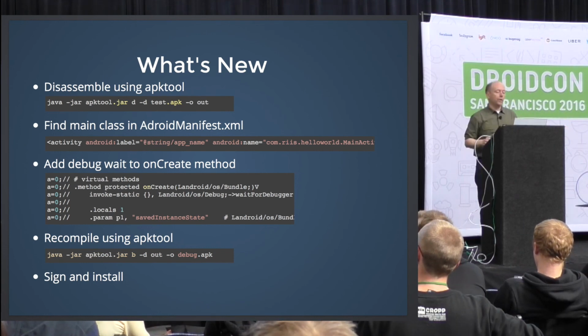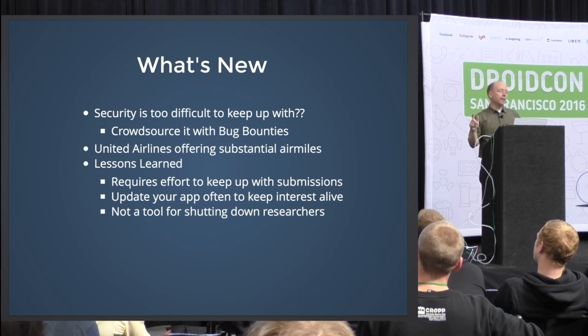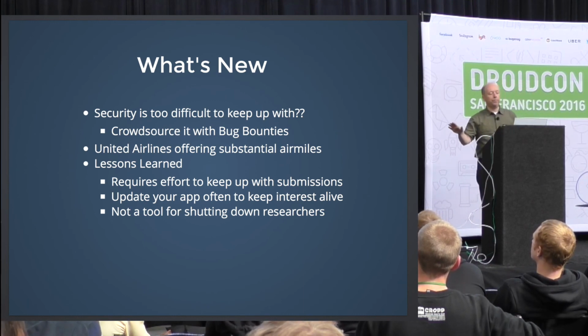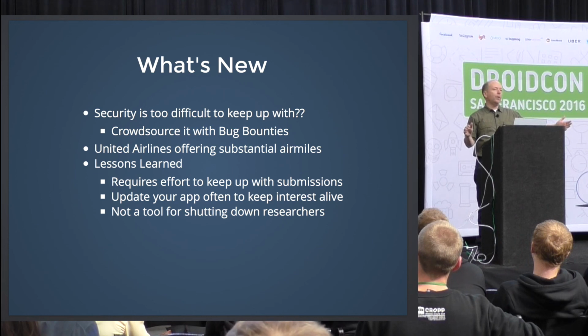Okay, so if security is too difficult to keep up with, then you can crowdsource it with bug bounties. United Airlines really pushed this a lot, offering substantial air miles. The lessons learned, because it's a year now since this has been going on, it requires a lot of effort to keep up with submissions. Somebody needs to be dedicated to keeping up with the bug bounty submissions, because there's nothing that ticks people off more than submitting all these errors and finding out that they've already been submitted by somebody else.